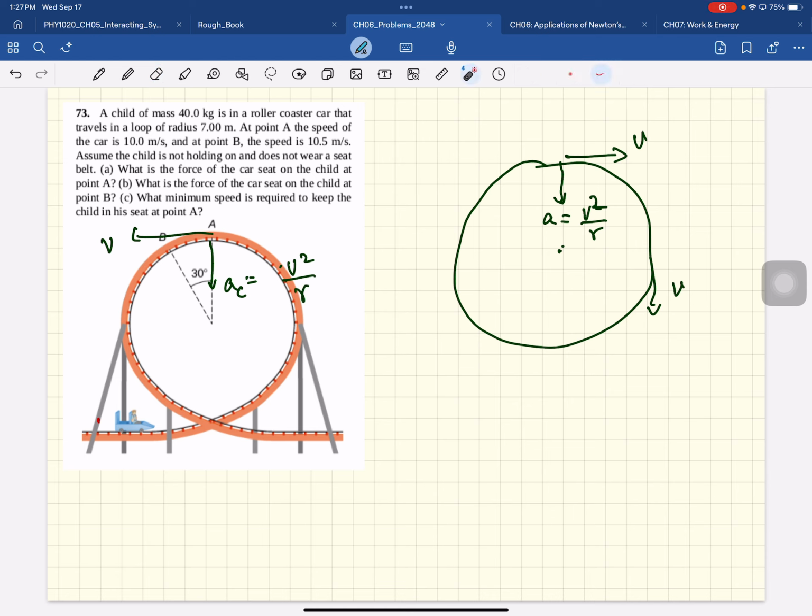Okay, so you have to have some source of force that's providing you that acceleration. Well, gravity is pulling you down. What if this acceleration is greater than gravity? Then this track has to push you down to provide the additional force. What if the centripetal force is smaller than the acceleration due to gravity?